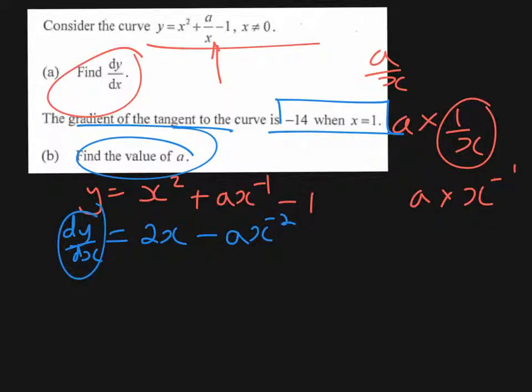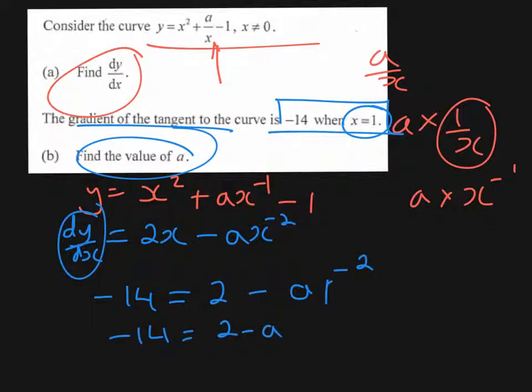So the gradient will be negative 14, and that is going to equal 2 times x, which we know is 1, so that's just going to be 2, minus a multiplied by 1 to the power negative 2, which is just going to give us 1. So we're going to end up with minus 14 equals 2 minus a. So therefore we can say that a is going to be equal to 16, just rearranging that.